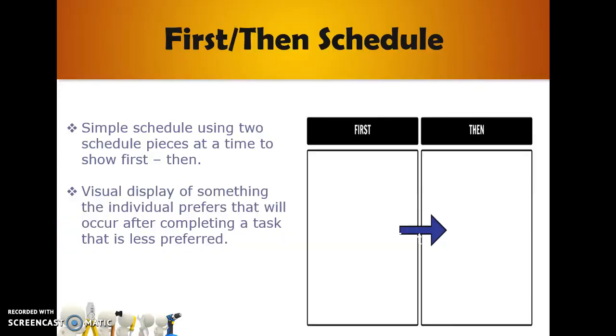So what is a first-then schedule? A first-then schedule is a simple schedule using two scheduled pieces at a time to show first, then. It is a visual display of something the individual prefers that will occur after completing a task that is less preferred. This really helps students to see that something they prefer is coming up and can help motivate them through less preferred activities.